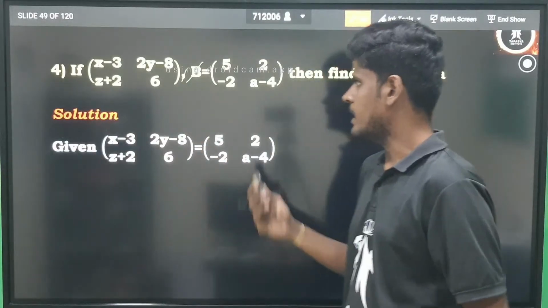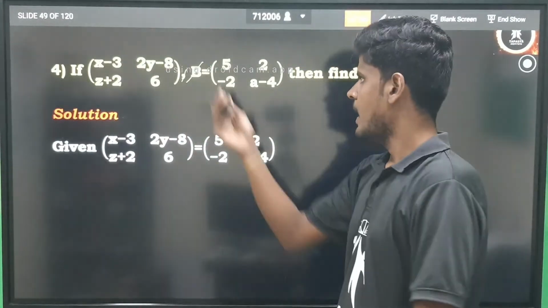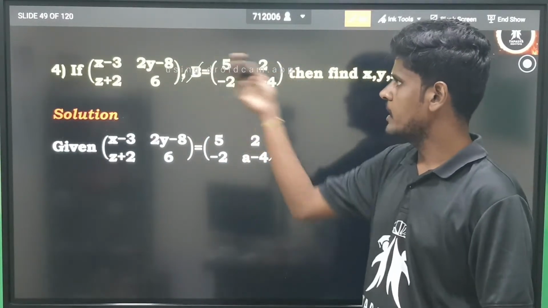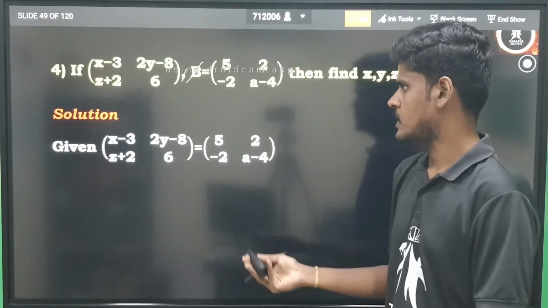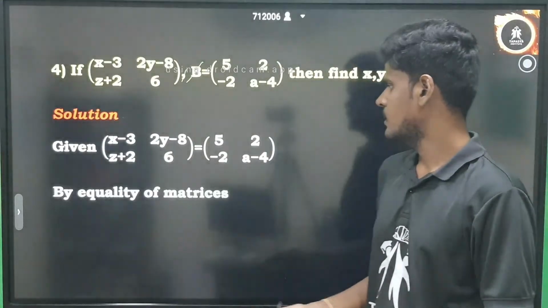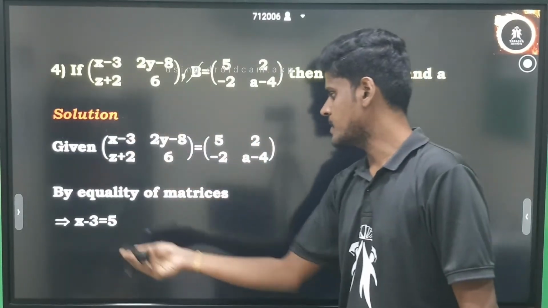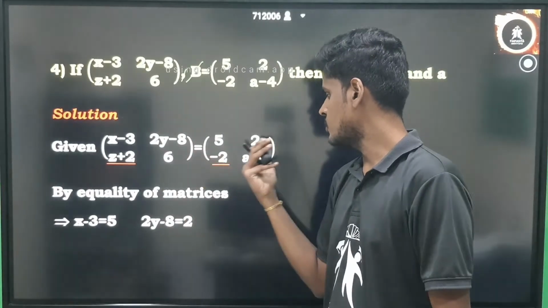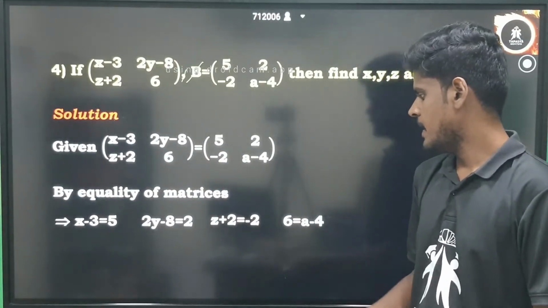Now when we equate the elements, x minus 3 is equal to 5. Then x is 8. Again 2y minus 8 equal to 2. What is y? 2y equal to 10, y equal to 5. z plus 2 is equal to minus 2, so z will be minus 4. We will see the solution: equate corresponding elements, x minus 3 equal to 5, 2y minus 8 is equal to 2, z plus 2 is equal to minus 2, and 6 equal to a minus 4.